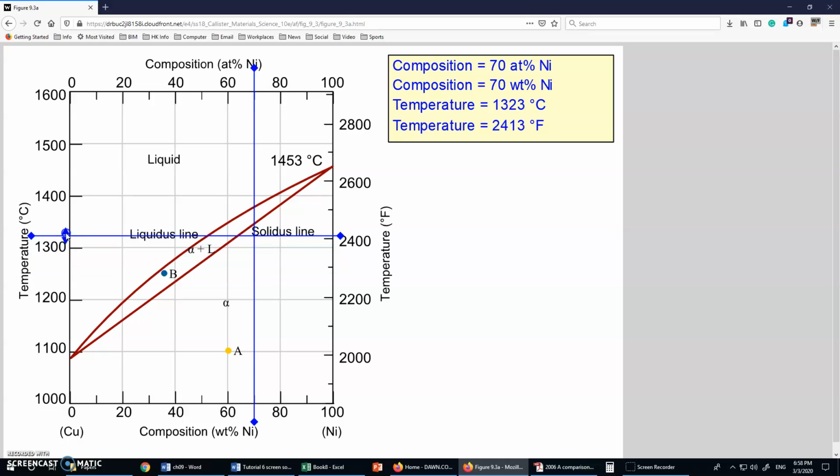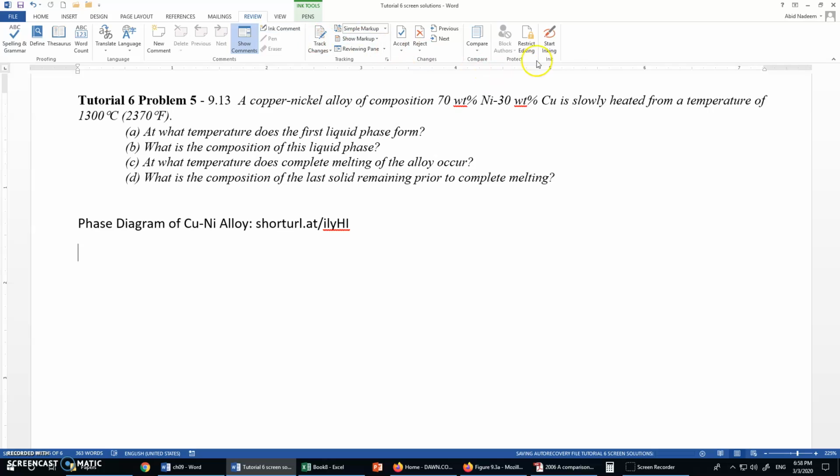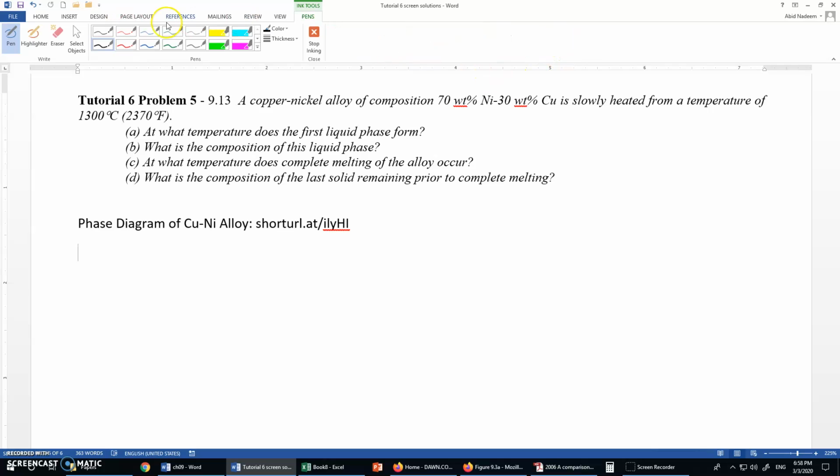So this line is now intersecting the solidus line at about this place. So the temperature we can see over here is about 1345 degrees centigrade. So at 1345 degrees centigrade, the first liquid phase will form. Okay, so we can write it over here. (1345 centigrade).